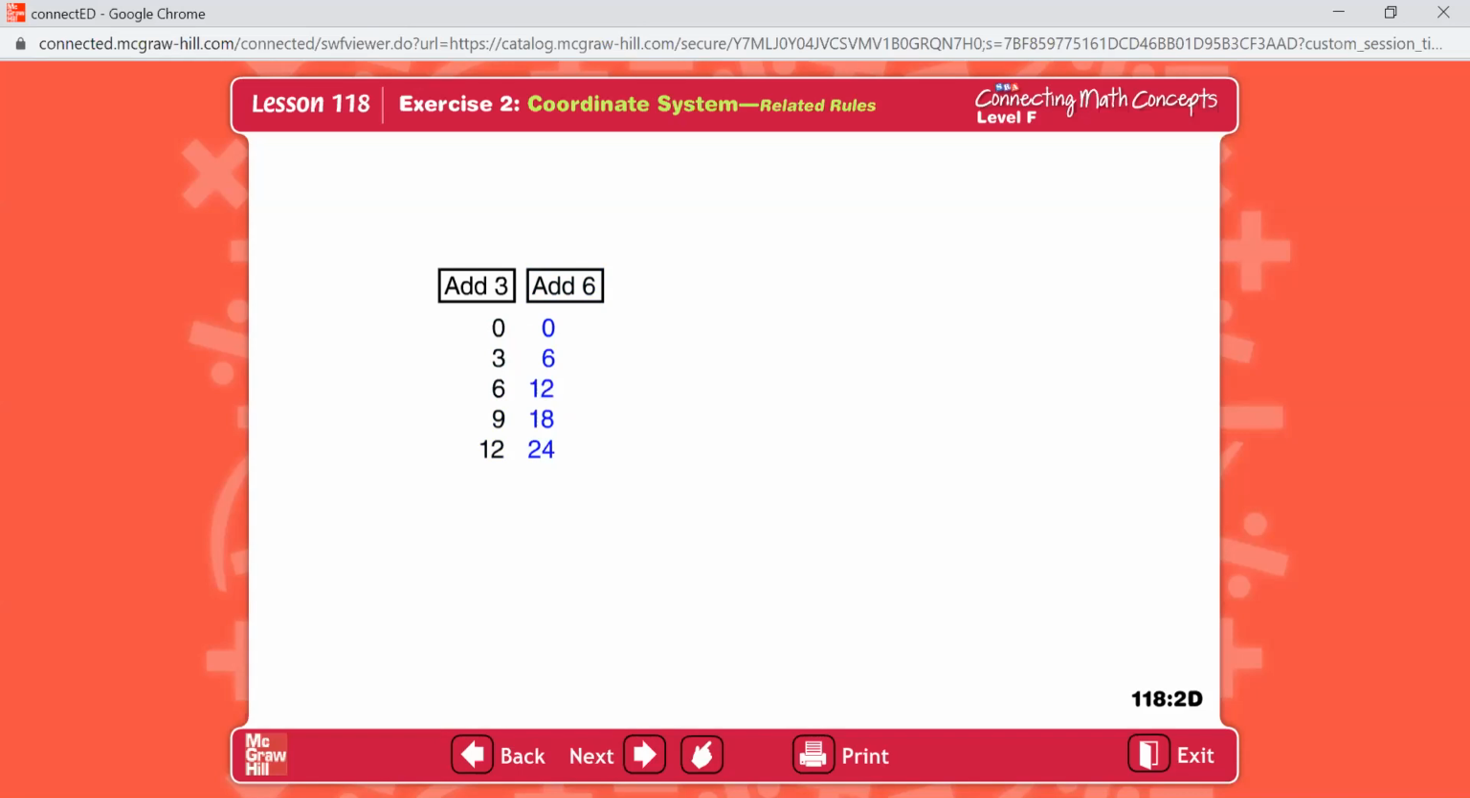We can show both those rules with a line on the coordinate system. The rule for 3 gives the x values. The rule for 6 gives the y values. X, y, x, y. 3 equals x, 6 equals y.